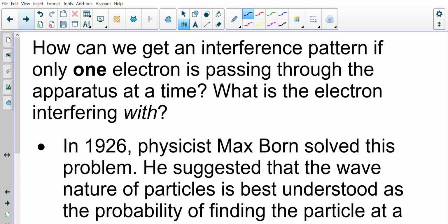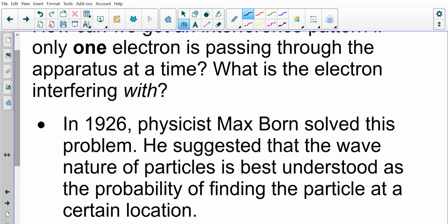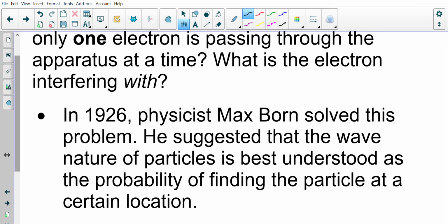So how can we get an interference pattern if only one electron is passing through the double slit or the apparatus at a time? What is the electron interfering with? Well, in 1926, there was a physicist named Max Born, and he thought about this problem and solved it, and suggested that the wave nature of particles is best understood as the probability of finding the particle at a certain location. Now, there's actually a lot of math behind this.